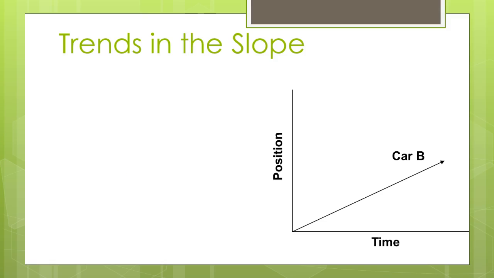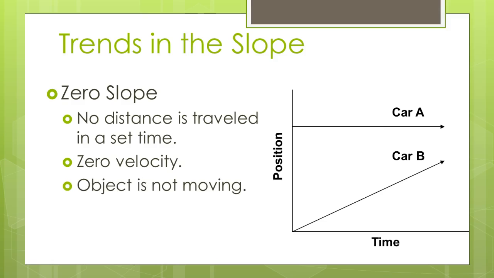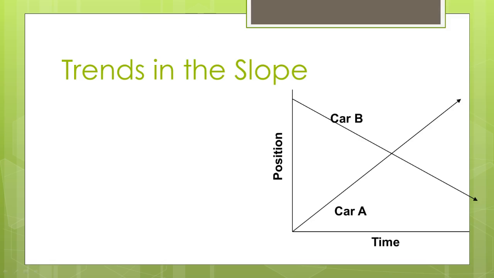The shallowest that a slope can go is 0. A 0 slope means that no distance is traveled in a set time. At any given moment in that line, the position is always the same. When you're not changing position, you have a 0 velocity. The object is not moving. Time keeps moving forward, but the position remains the same. The steepness of a line tells us its speed. It tells us just the magnitude of how fast it's going.